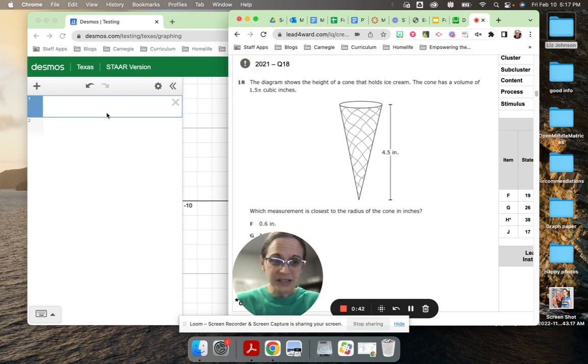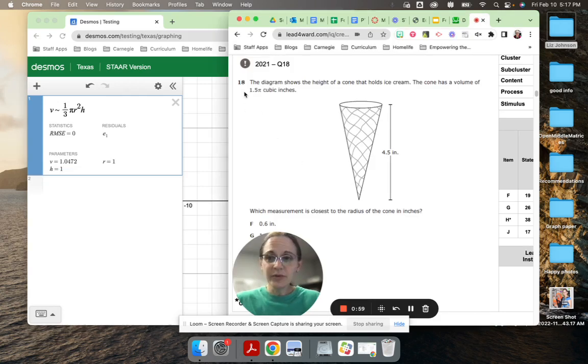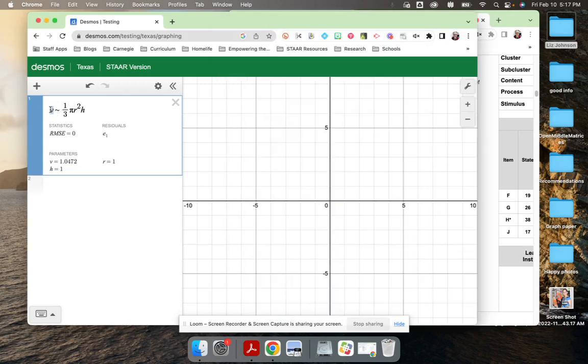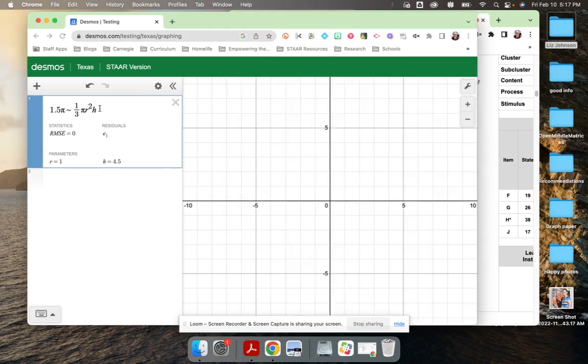So what I want to do in Desmos is write an equation. I'm going to use the tilde symbol in writing my equation, though. My formula chart tells me that the volume of a cone is equal to 1/3 pi r squared times the height. So there we go. And remember, from our problem, we know what the volume is. It's 1.5 pi. And we know what the height is. The height is 4.5 inches.